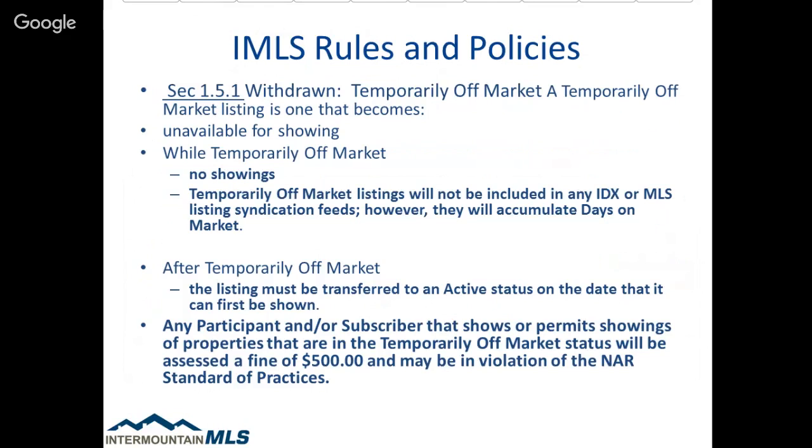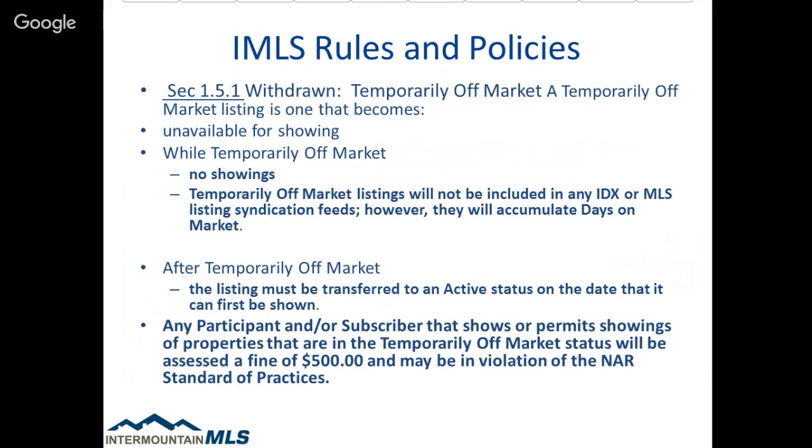When it's temporarily off market, in the agent remarks, the listing agent has to either put when it's coming back or why it's not. You don't have to write a novel, just, available 2/15/17. That's all you need. Like I said, no showings are available, but those listings also won't be included in any MLS listing syndication feeds. They're not going to go to any websites. If they were on a website, they'll be pulled off because our data won't send that information there anymore.